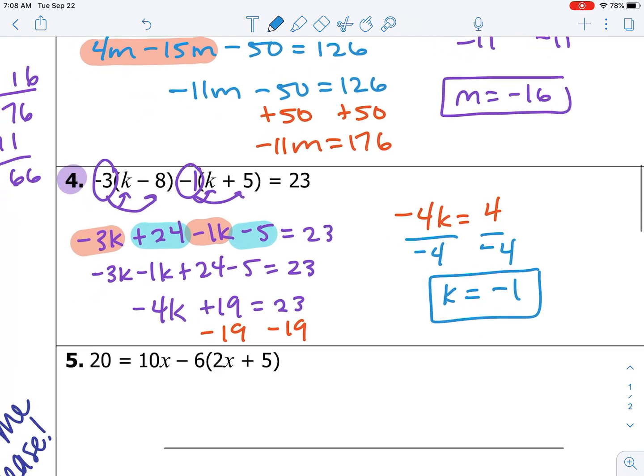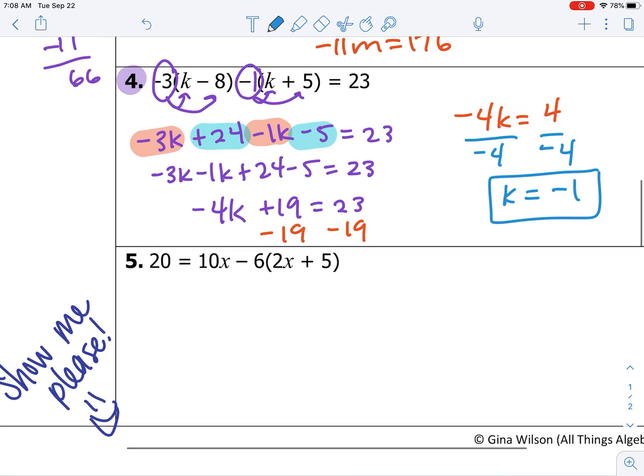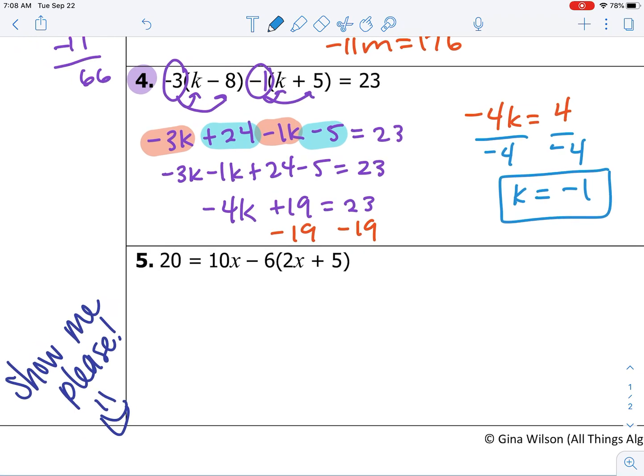So for this last problem, I want you to pause the video, try this last problem on your own. When you're done, come back to the video to see if you worked it correctly. So go ahead and pause the video and work number 5 on your own.